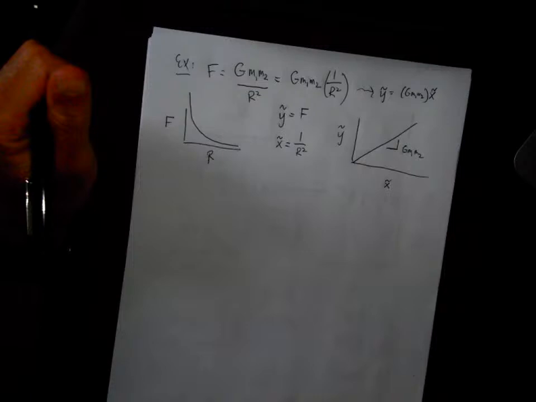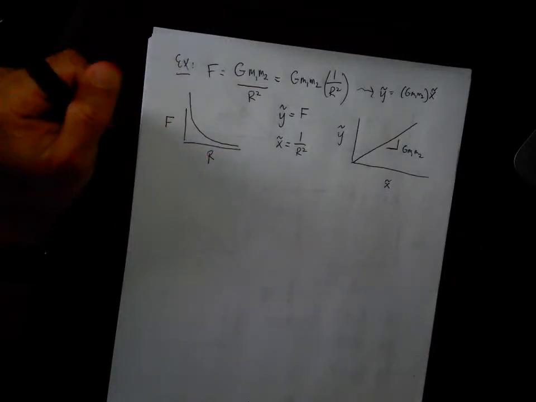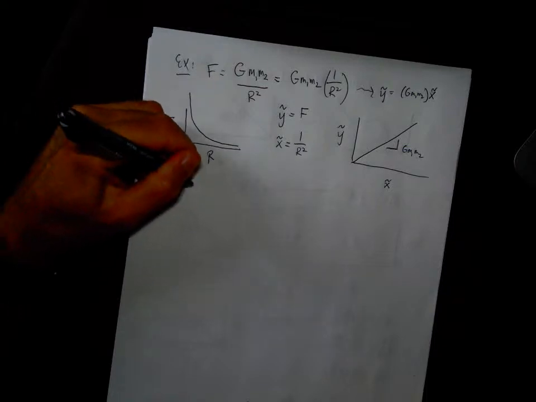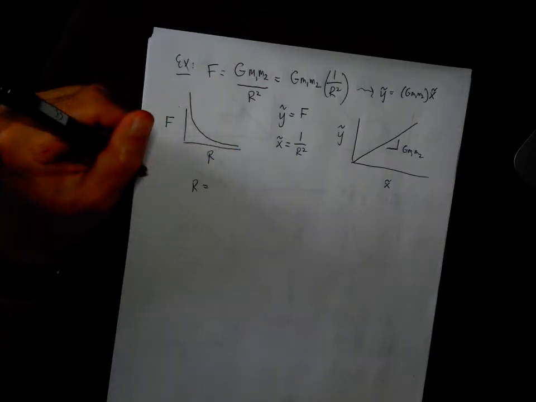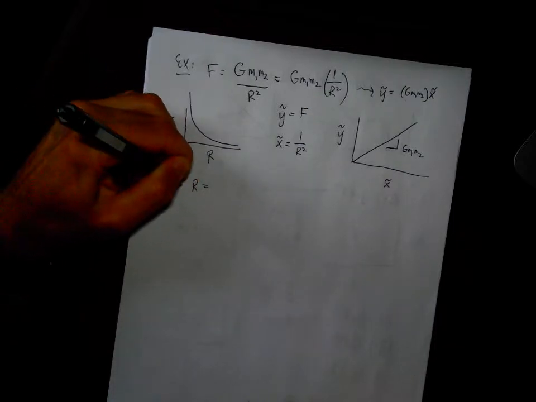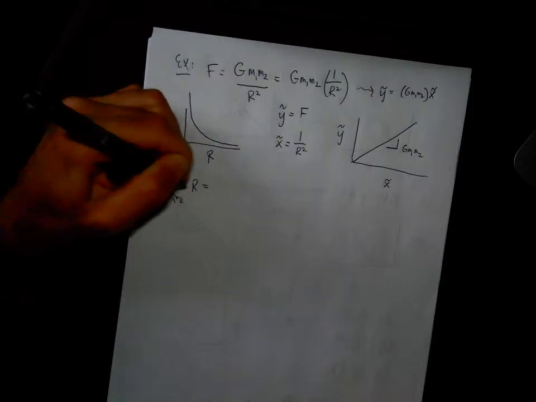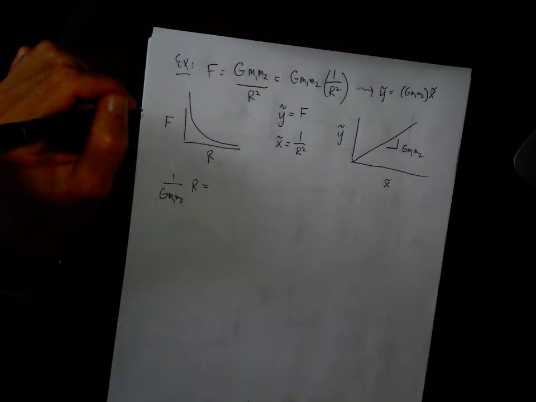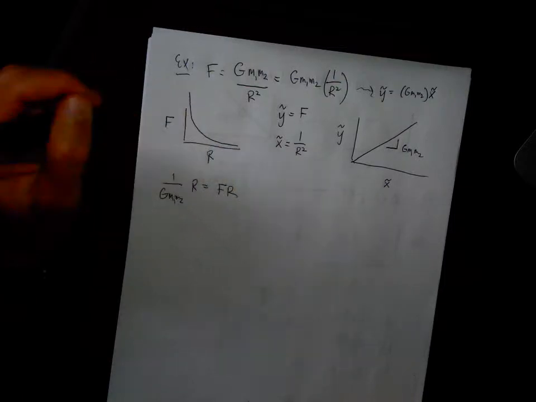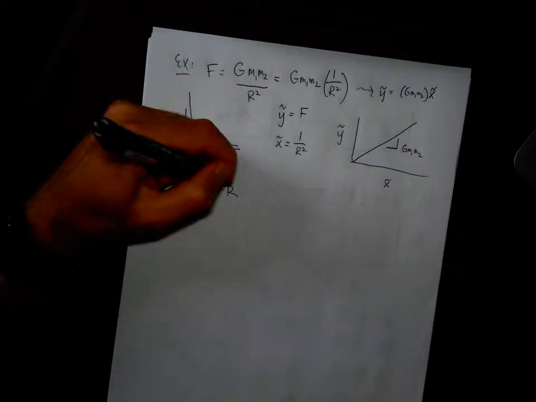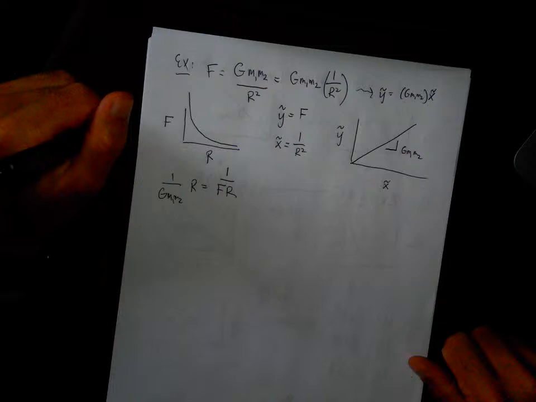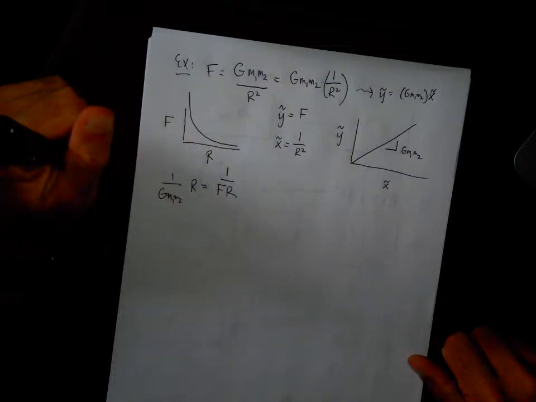Let me show you a different way of doing it. What if I rewrote the gravitational force equation as R equals R times 1 over G m1 m2, F R... 1 over F times R. If you multiply this out, you can see that it's the same as the original gravitational force law.